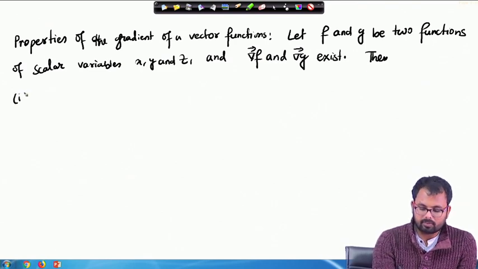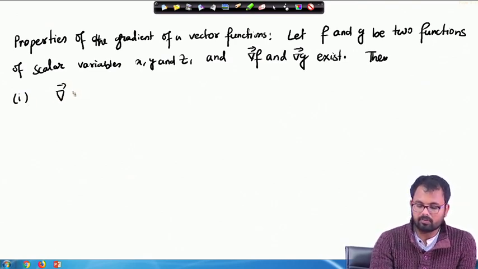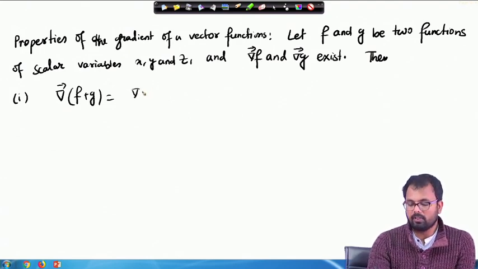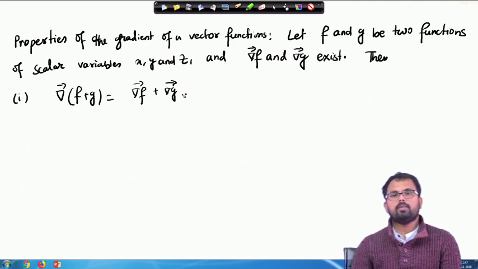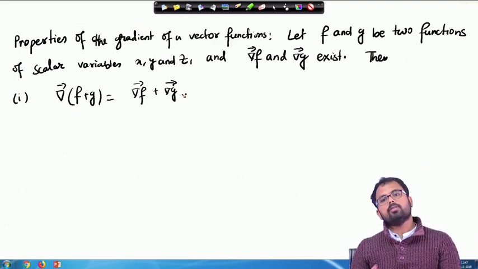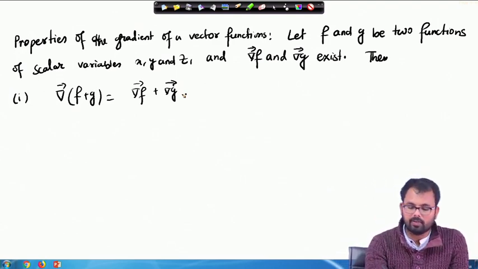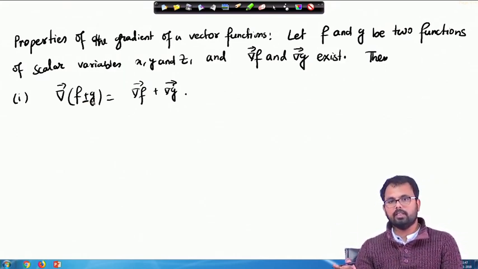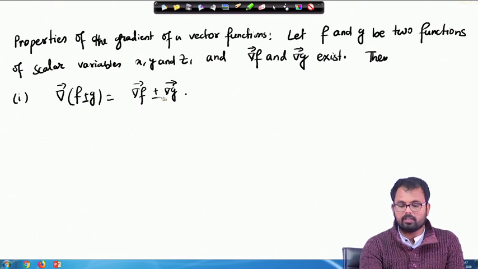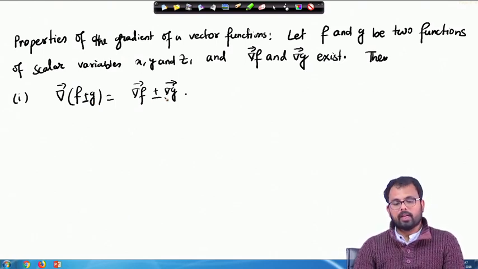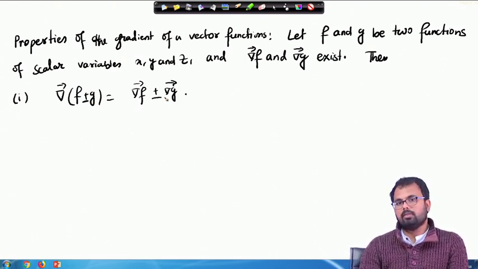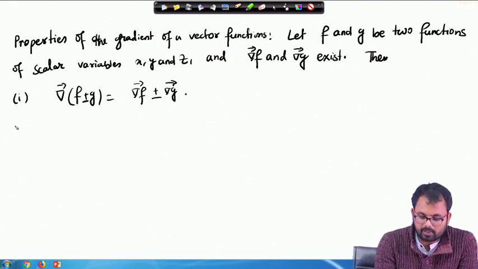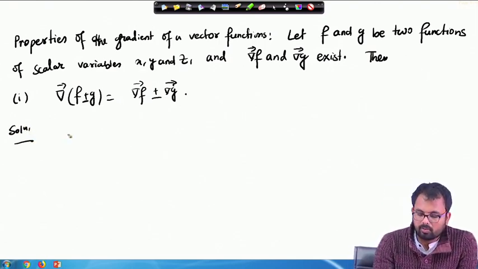Then the first property is that the gradient of f plus g would be gradient of f plus gradient of g. So, that means the gradient of the sum is equal to the sum of the gradients. Similarly, if we have a difference here, then the gradient of the difference is equal to the difference of the gradients. All right. So, let us write a minus sign here. I can try to prove addition and then the subtraction follows in a similar way. So, let us try to show at least one result.